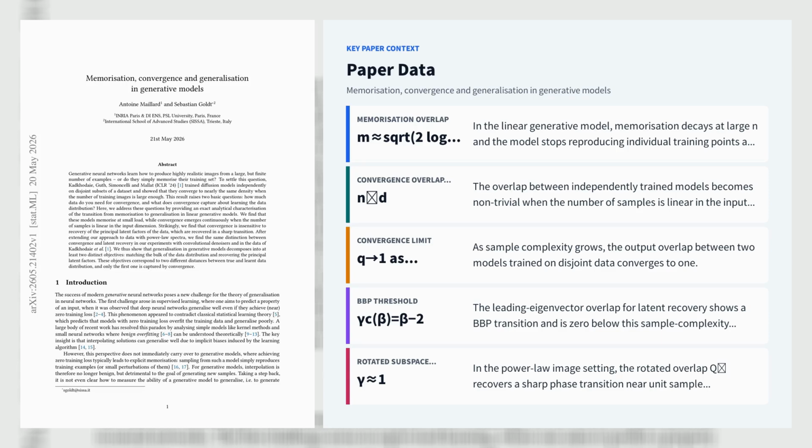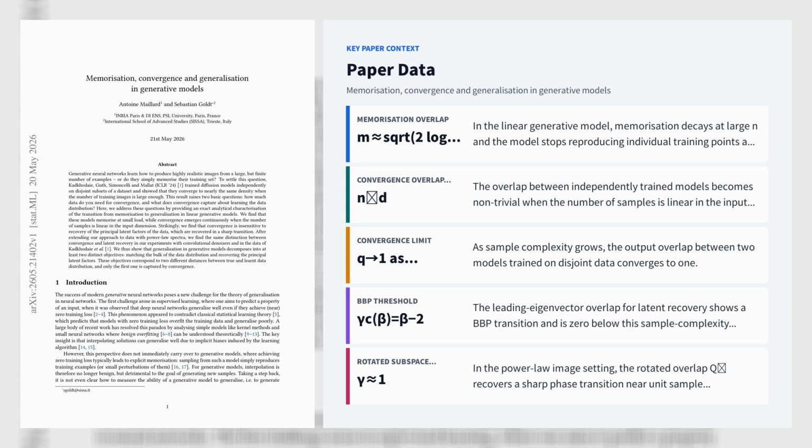Maillard and Gold give an asymptotically exact theory of memorization, convergence, and latent recovery in linear generative models using a spiked Wishart Gaussian data model with covariance Σ = I + βuuᵀ and a regularized covariance estimator sampled through x = Σ^(1/2) z. They show that memorization, quantified by the maximum training sample overlap M, is a small-load phenomenon. For large n, it decays as M ≈ sqrt(2 log n / (n(1 + σ²))), so the model stops reproducing individual training points on the scale n = Θ(1).